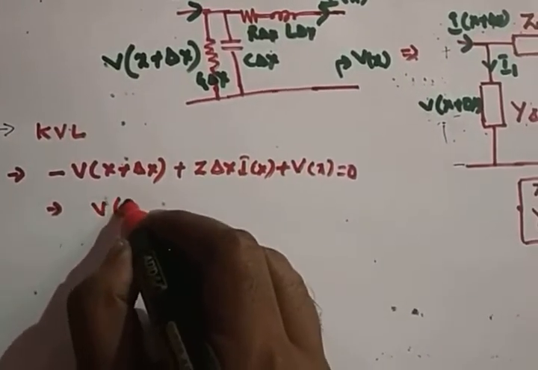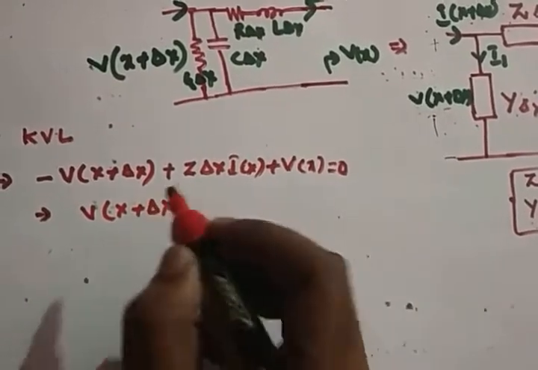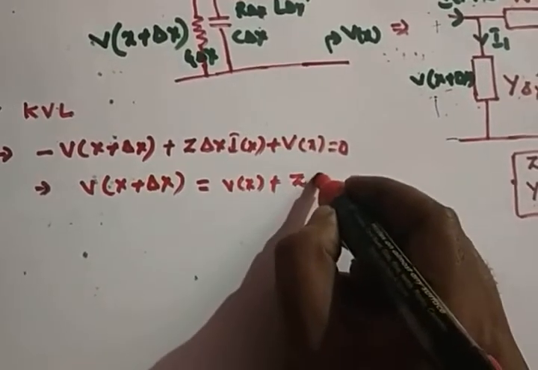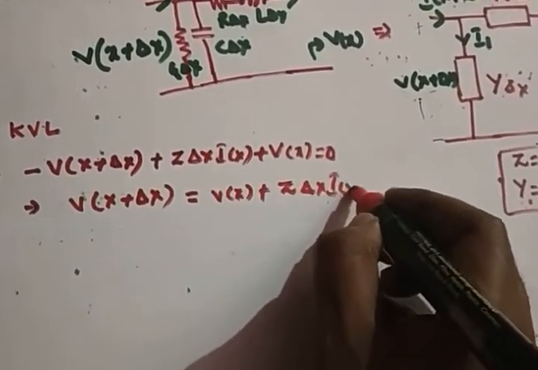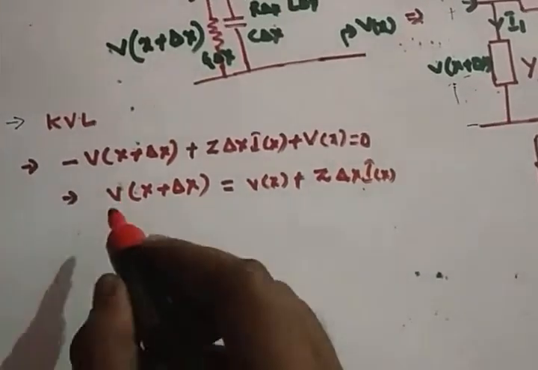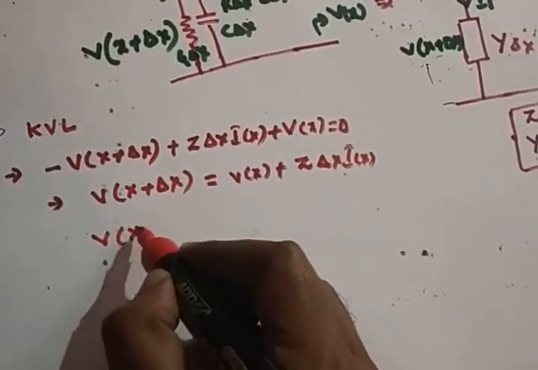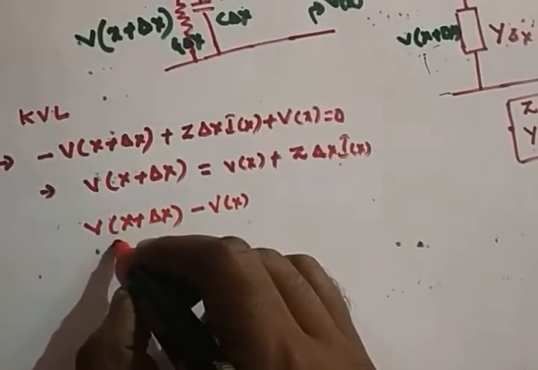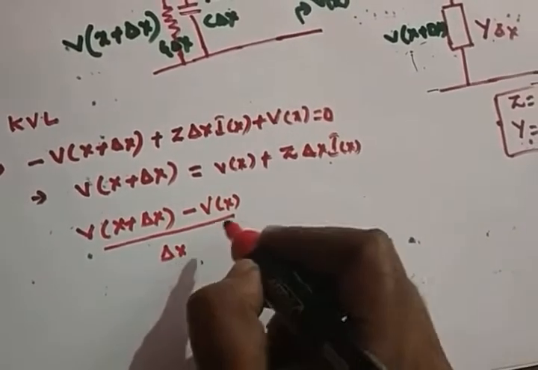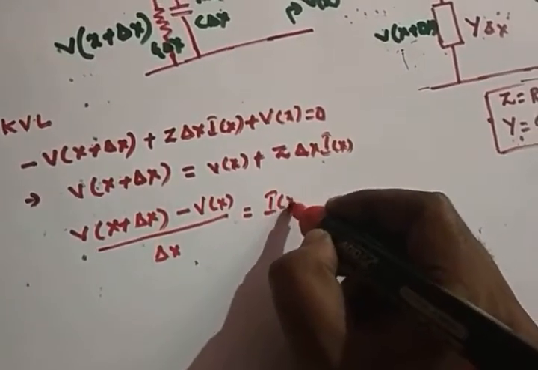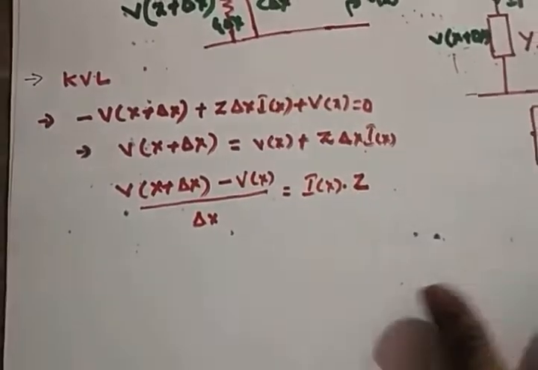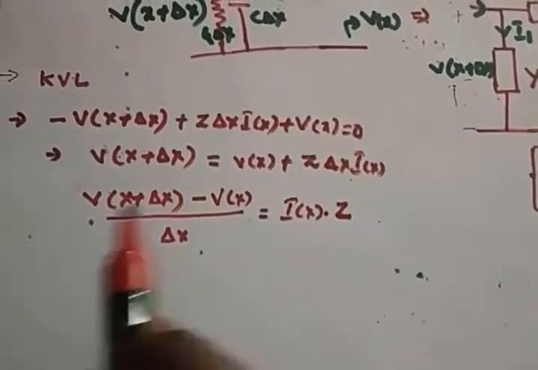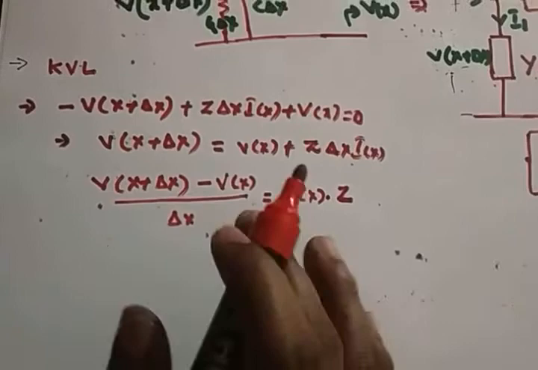Now V of x plus del x is equal to V of x plus Z into del x I of x, right? So from this, V of x plus del x minus Vx by del x is equal to I of x into Z. Any doubts? Nothing is there. So Vx comes to this side and del x comes to this side. So what is the value? I of x into Z.